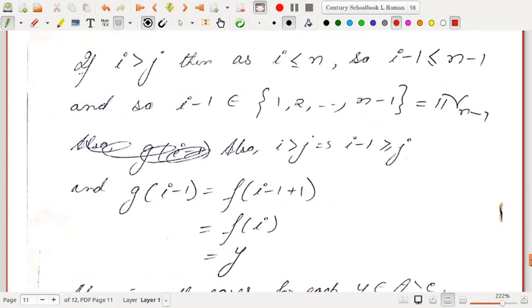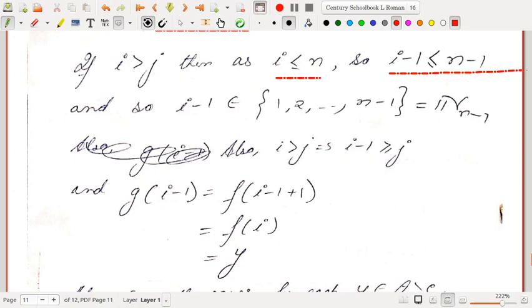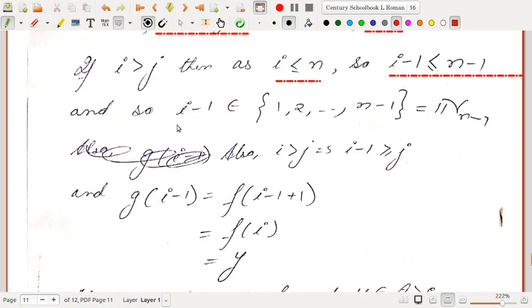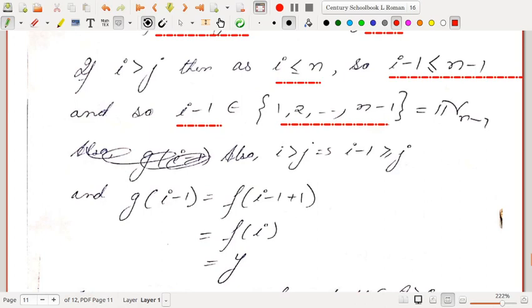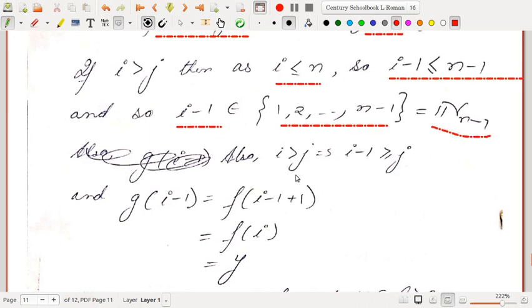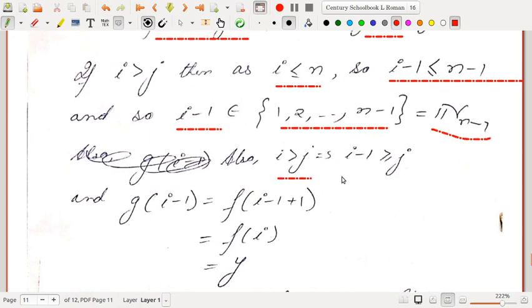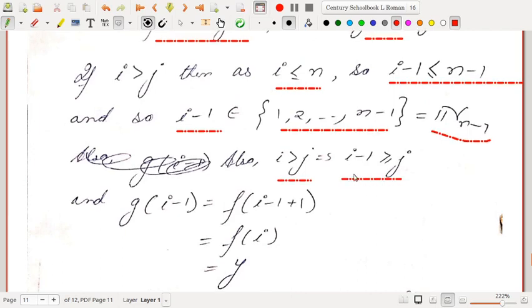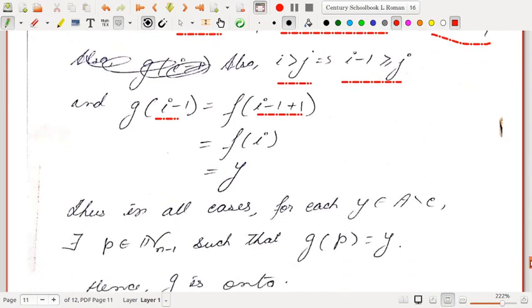If I is greater than j, then as I is less than or equal to n, I minus 1 will be less than or equal to n minus 1. So I minus 1 is an element inside 1 to up to n minus 1, and also I greater than j implies I minus 1 is greater than or equal to j. So g of I minus 1 will be the same as f of I minus 1 plus 1, because if I is greater than or equal to j, the definition was g of I equal to f of I plus 1. So g of I minus 1 is f of I, which is y.